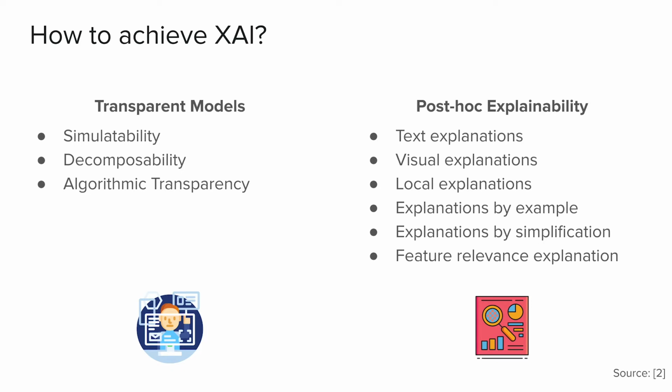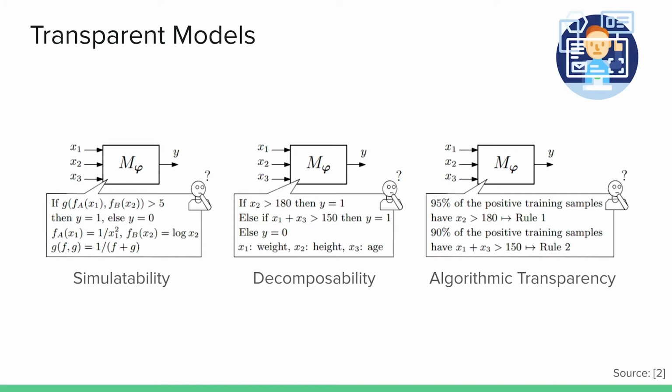Or what we do most of the time with neural networks, to get some explanations after we've trained our model. That would be post hoc explainability, by getting some text explanations, visual explanations, or explanations by sample or by simplification. The transparent model, let's take a look at an example for that so it becomes a bit more clear what those three categories would be.